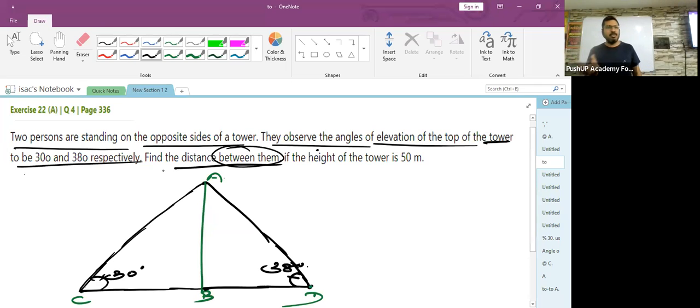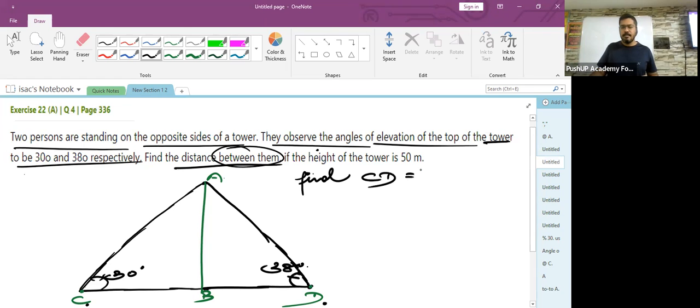Them means what? These two people, isn't it? There are two people standing on either side of the tower, and they want us to find the distance between them. The person who is standing at point C and the person who is standing at point D, you have to find the distance between them. That means you have to get the value of CD. Okay, you have to find the value of CD. All right.